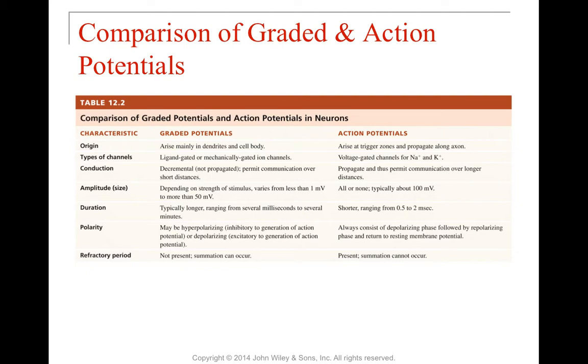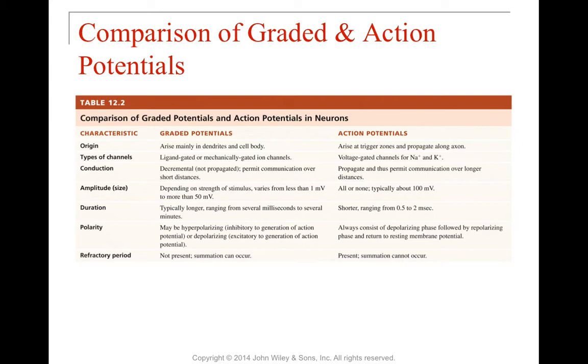And polarity is also different. Graded potentials can sometimes be hyperpolarizing or depolarizing, whereas action potentials always have depolarizing, then repolarizing, and then a refractory period, and then that return to resting membrane potential. So they always have that characteristic graph that I just showed you, where we start at -70, go up to -30, drop a little bit below -70, and then return back to -70. In graded potentials, we have no refractory period at all. In fact, summation can occur, whereas summation does not occur with action potentials.